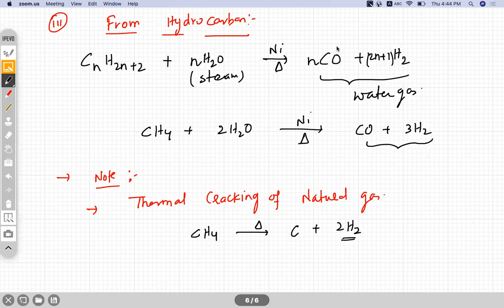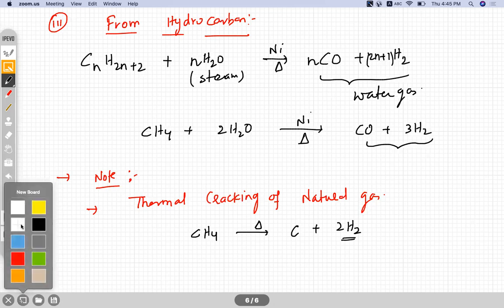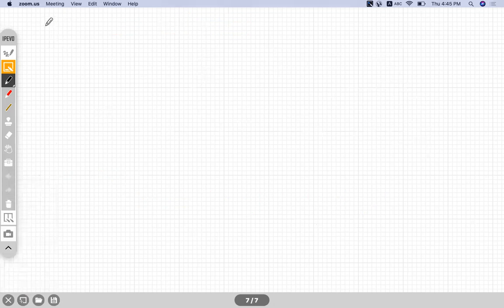Now there are a few compounds of hydrogen we'll see, like hydrides, water and hydrogen peroxide. So before that we'll see the properties of hydrogen. Write down properties of hydrogen.